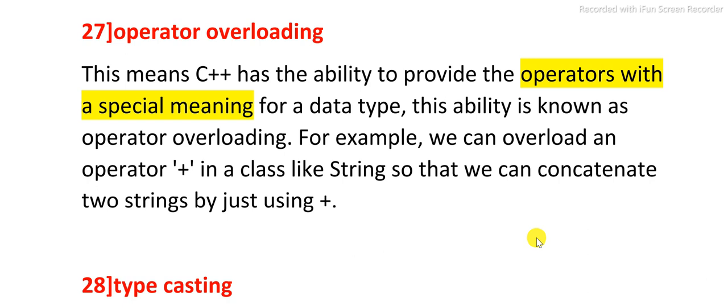So in operator overloading, we have an operator and we overload it, so that operator can perform different activities. For example, we can overload the plus operator in a class string so that we can concatenate two strings by just using plus. Basically, plus is used for addition of numbers, but if we overload this plus operator, we can concatenate two strings. If the first string is hello and the second is world, both will get concatenated with operator overloading.